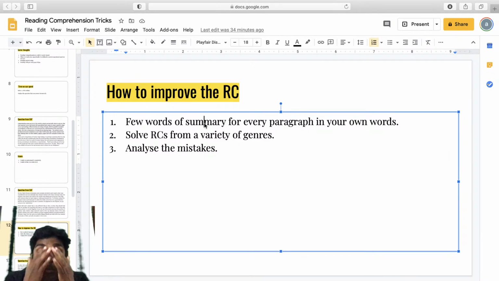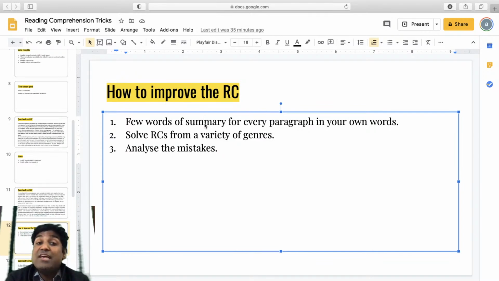Second point is to solve RCs from a variety of journals. For example, if you're good at political RCs, if you're good at finance RCs, don't just stick to them. Solve RCs from biology, solve RCs from geography, from branches of knowledge like history, like philosophy, something as remote as an article about heart surgery, about robotics, about AI, about machine learning. So solving reading comprehension of very different kinds is really, really important.